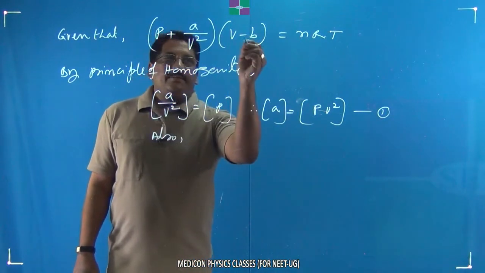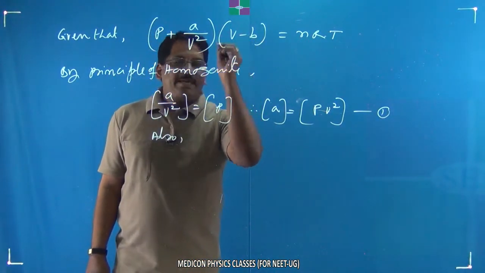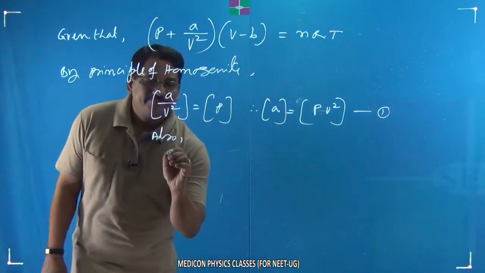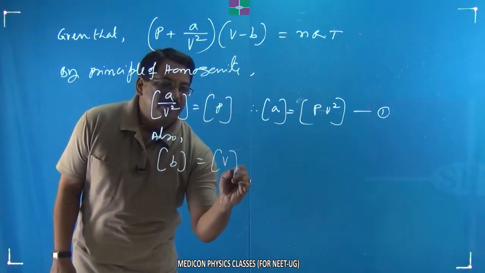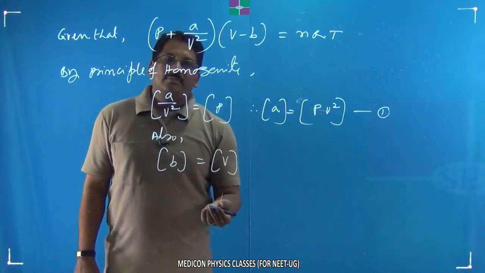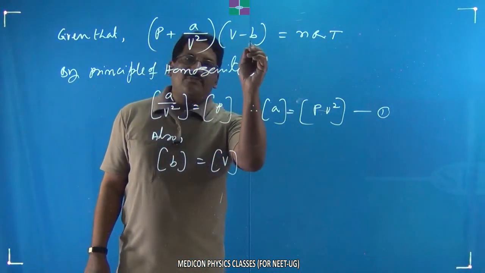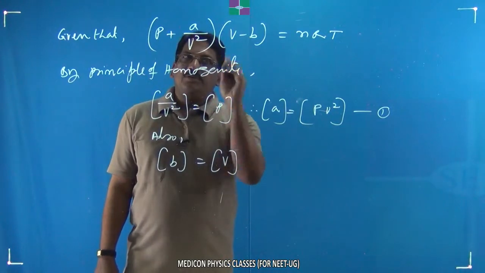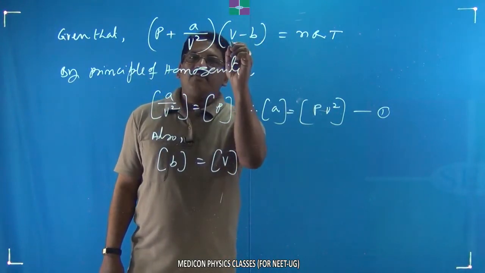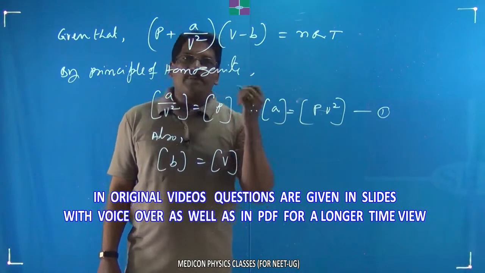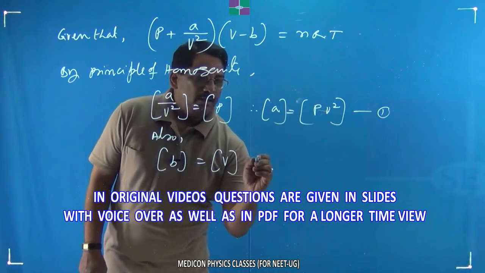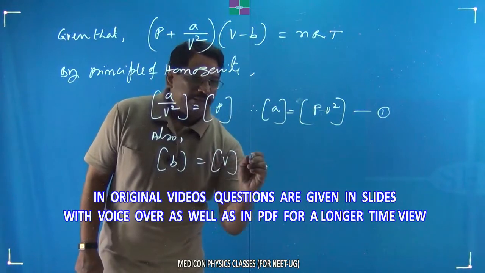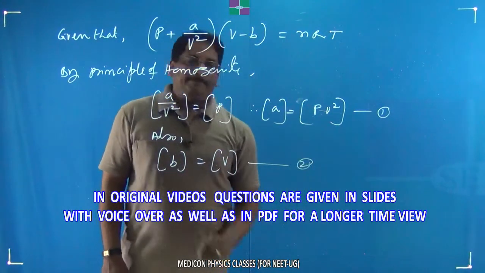in this second term, dimensions of B should be again same as dimensions of V. Dimensions of B should be same as dimensions of volume. Then only this equation is validated. So some quantity we are subtracting from volume means that quantity should also represent volume. Therefore, already we got it, equation 2, let's say.